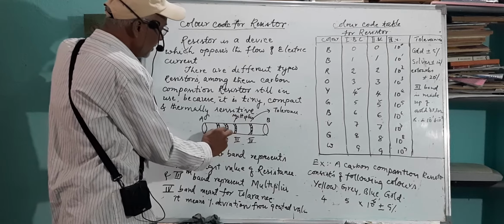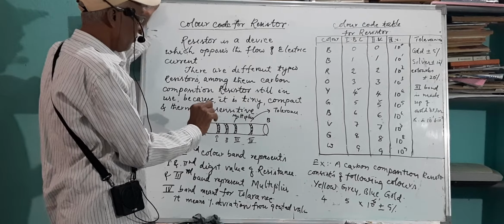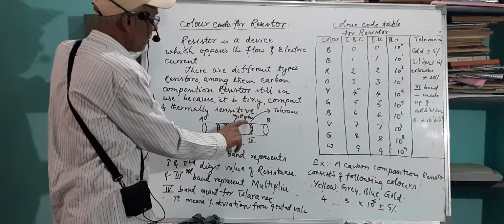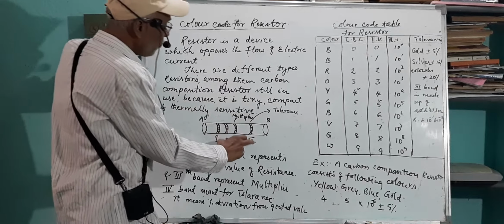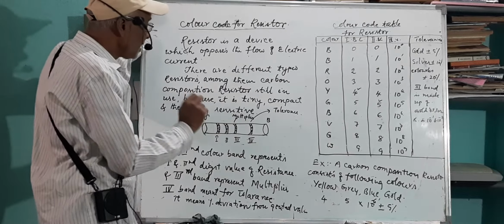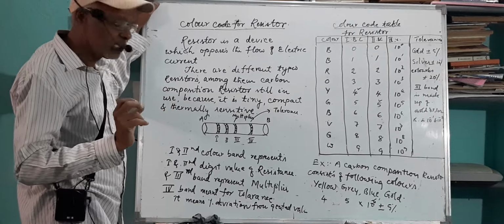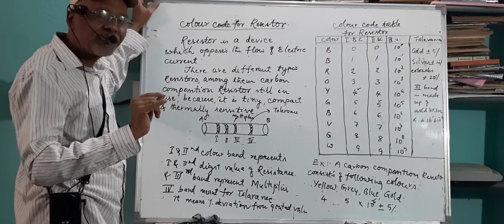These two digits are followed by how many zeros? That represents the multiplying factor. The third band gives the multiplying factor, whereas the fourth band is known as the tolerance. The question is, what is tolerance? Tolerance means the percentage deviation from the standard value.